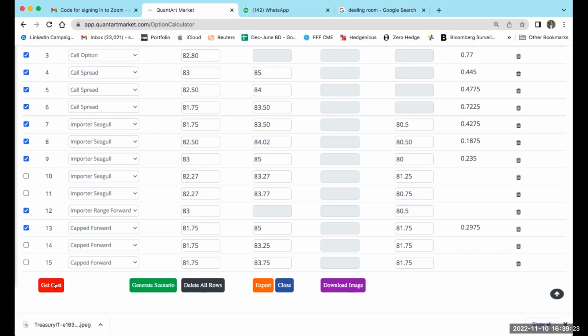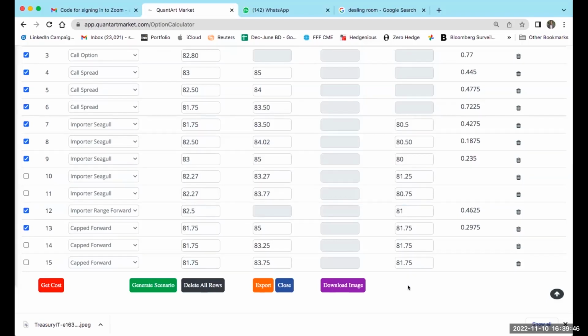How much will this one cost? This one will cost you 40 paisa. You have to pay 40 paisa, you are protected at 83, you get benefit till 80 and a half. You bring down, let's say, the buy call strike to 82 and a half, and this one to 81, the cost will go up a bit, 46 paisa.